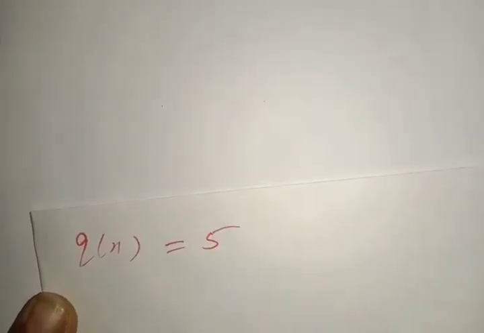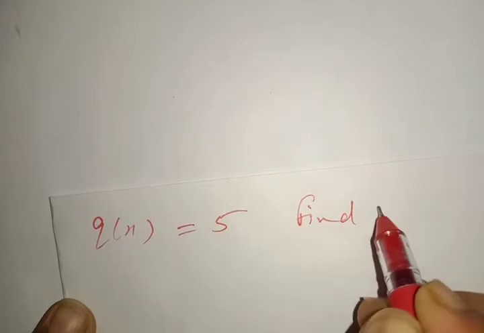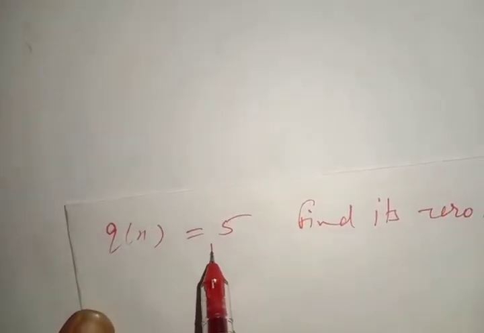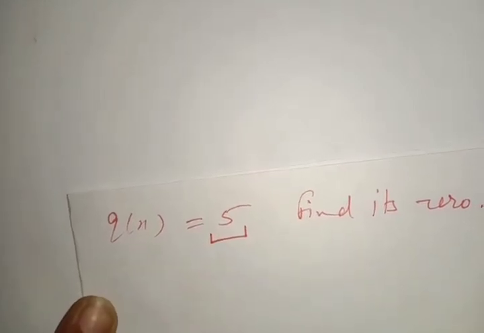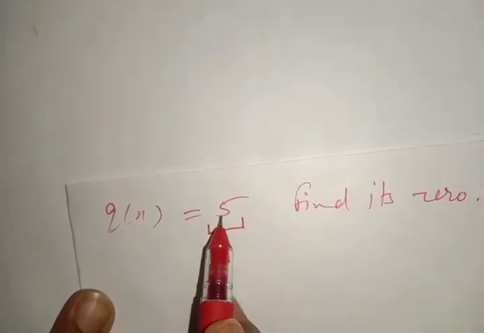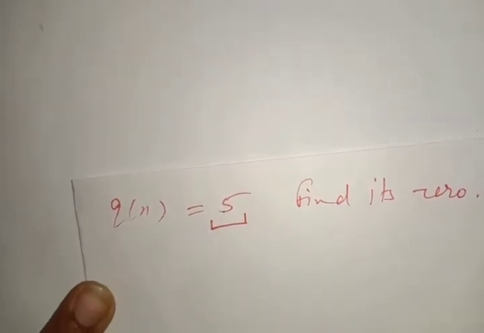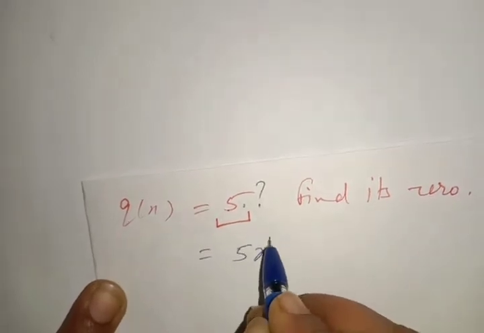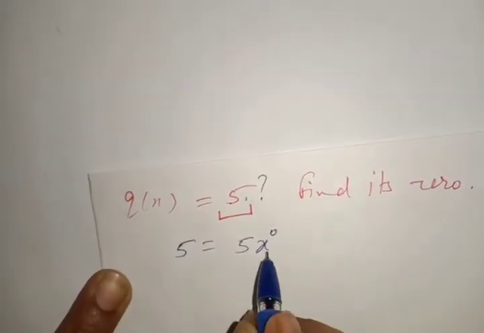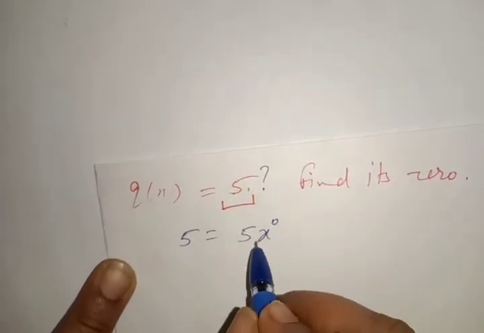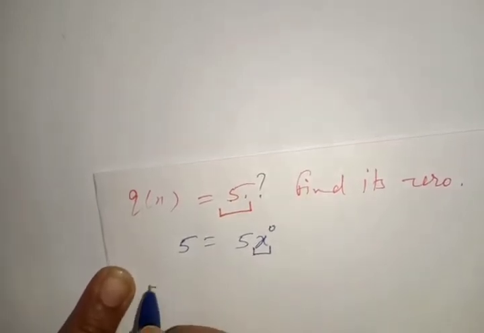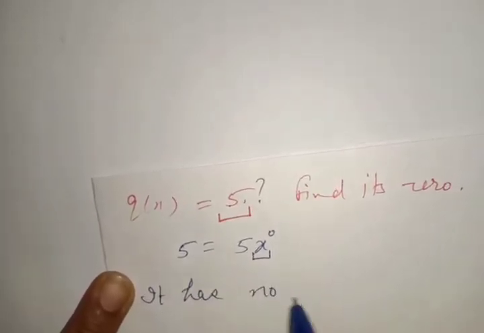Suppose I write q(x) is equal to 5. The question is, find its zero. Tell me, which number will make this 5 zero? No number, because it is 5. x is not here. I can write 5 as 5x to the power 0, and x to the power 0 is 1. No value can make it 0. So we will write it has no zero.